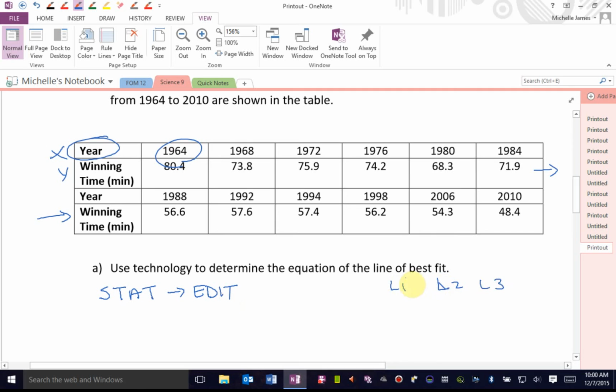L3. If there's anything in there, clear it all out. If there's nothing in there, you're going to start to enter your data. So under L1, you're going to type in 1964. Then if you want, you can go across and type in 80.4. You can continue on with 1968.